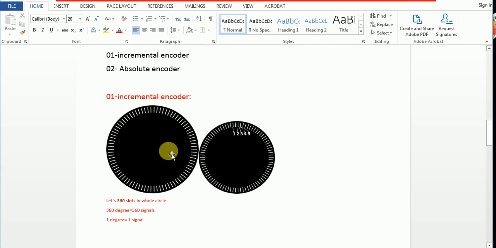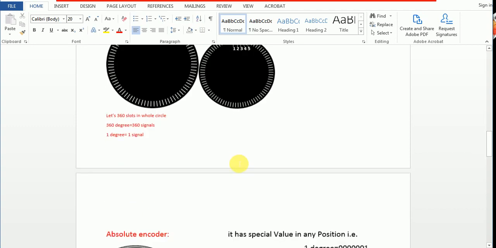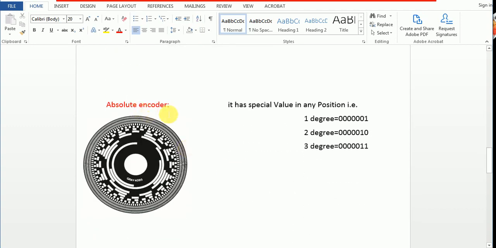Let's take an example. There are a total of 360 slots. We know every circle has a 360 degree angle, so 360 degrees equal 360 signals, and 1 degree equals 1 signal. So the PLC will read at this position 1 angle, 2, 3, 4, 5, 6, 7, 8, 9, up to 360 lines.